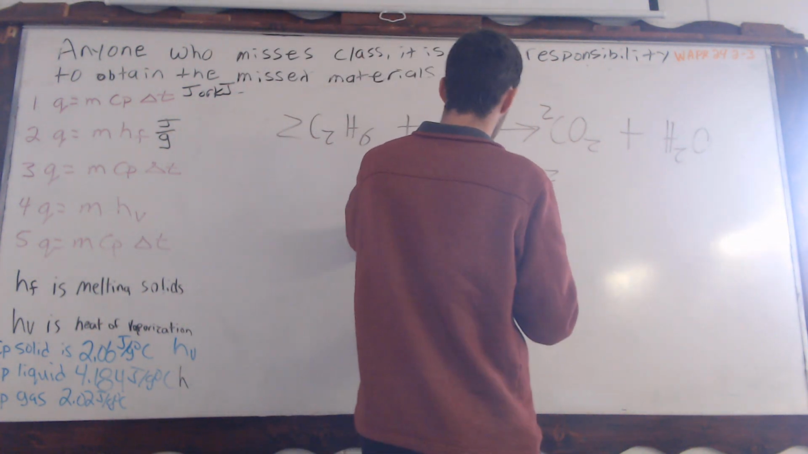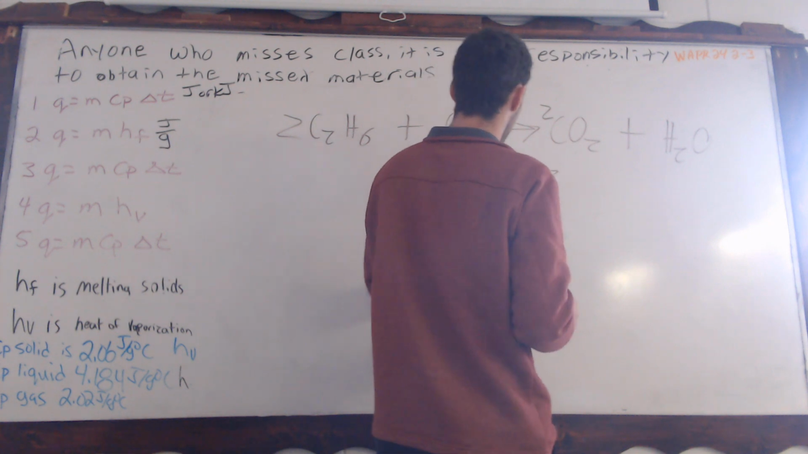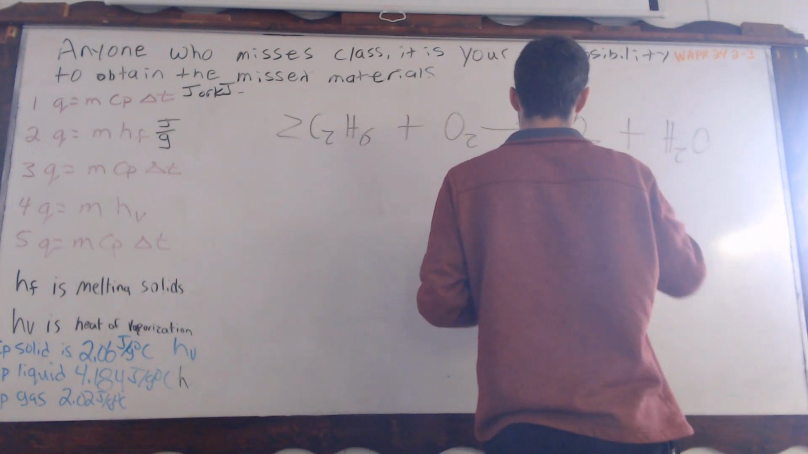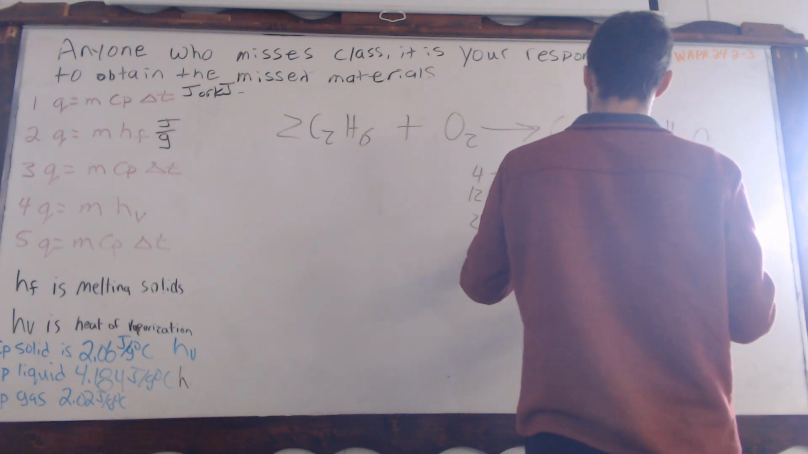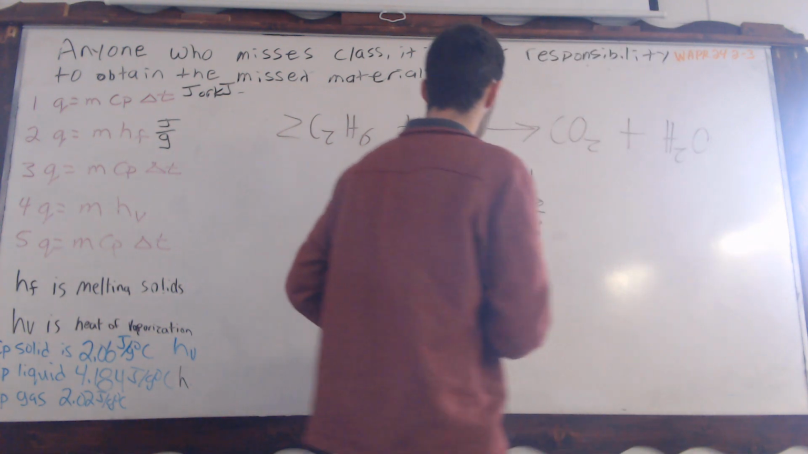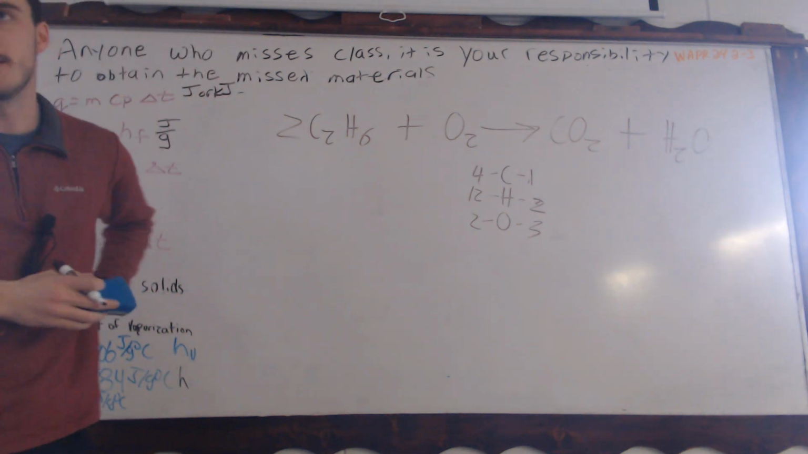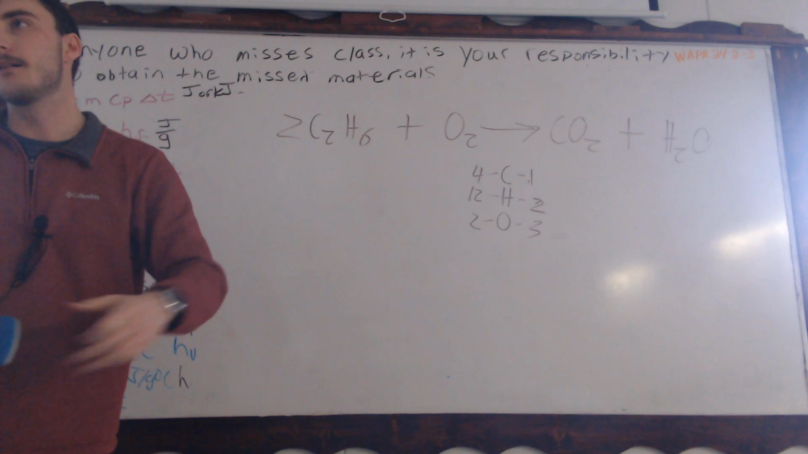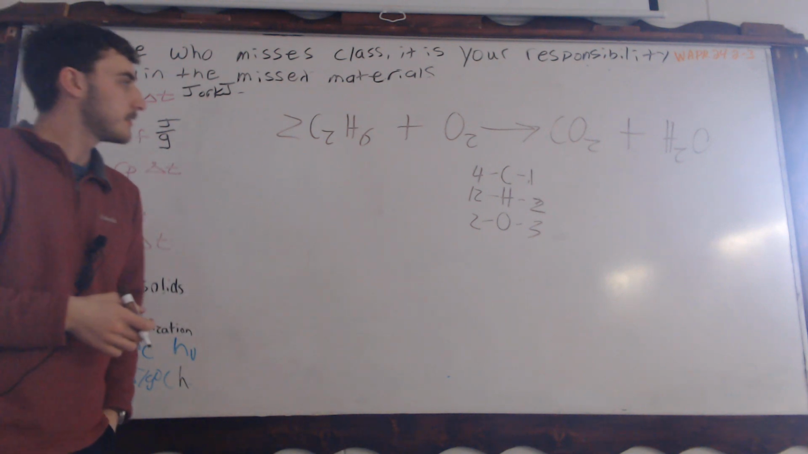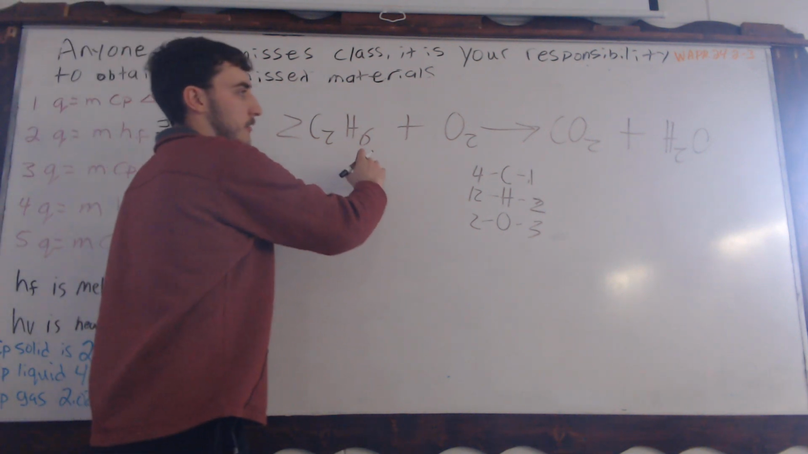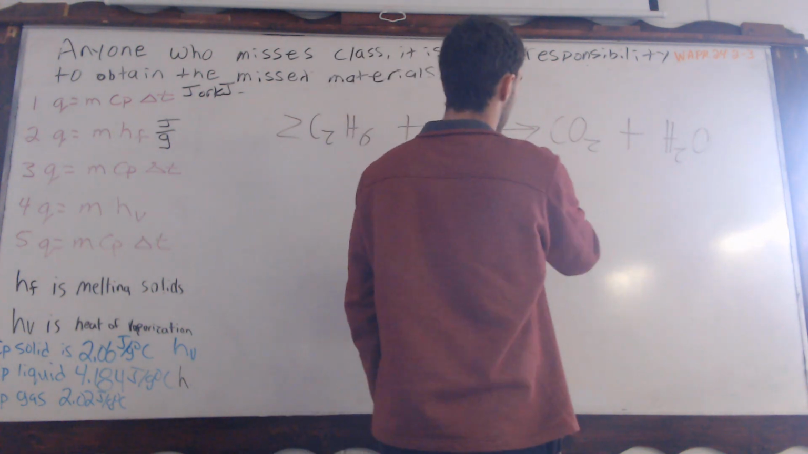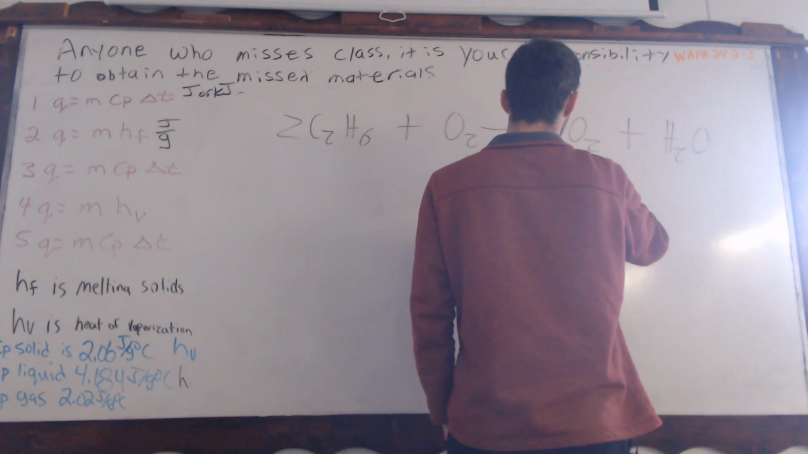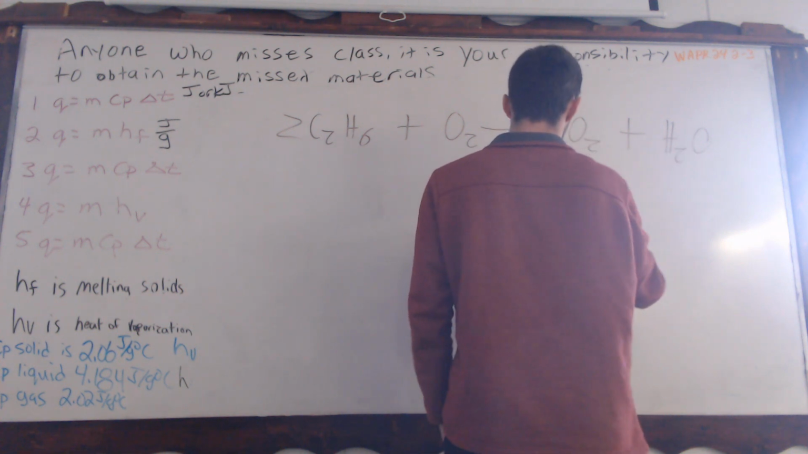2 times 6 is 12. Let's get rid of this. Hydrogen's 2, and then this is 3. So we have to double it every single time. If this is even, we got to double it in a combustion reaction. So we got 4 now. Let's make it 4 on this side. So put in a 4. 4 times 2 is 8. 8 plus 1 is 9.